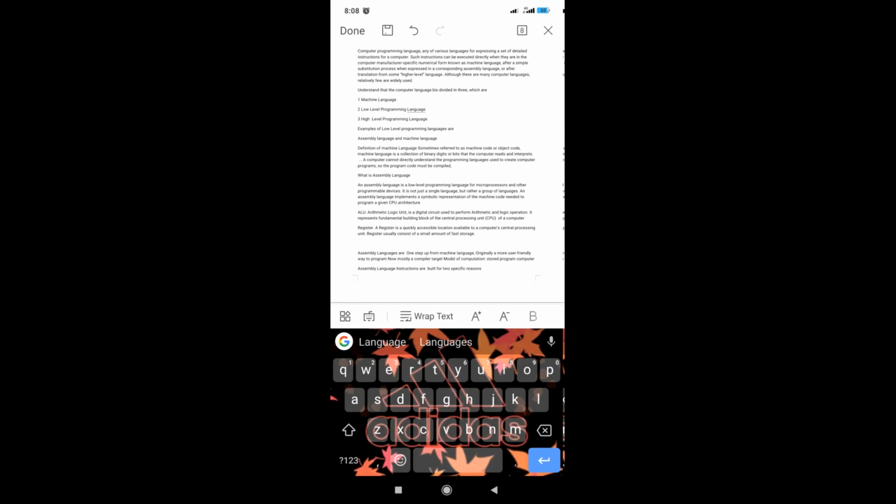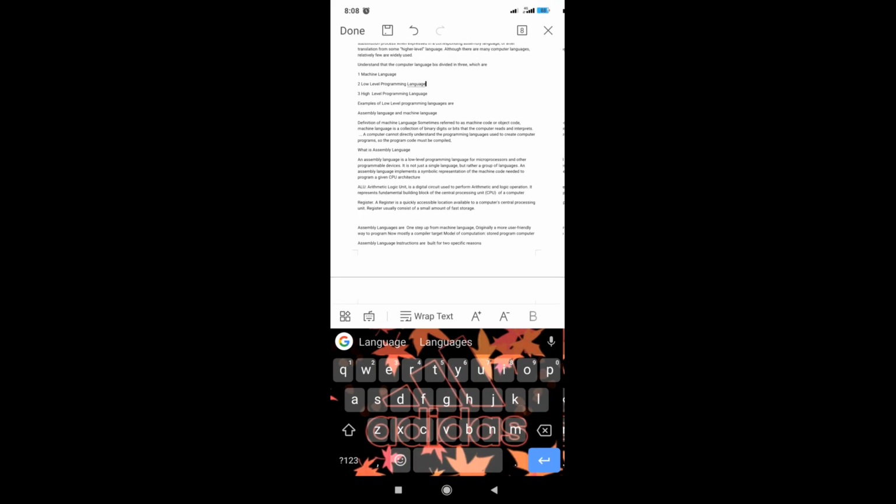What are the examples of low-level programming language? Examples of low-level programming language are assembly language and machine language. Low-level programming languages are assembly language and machine language.